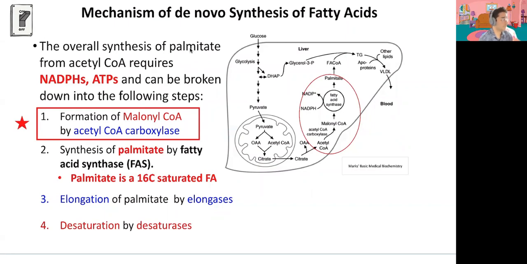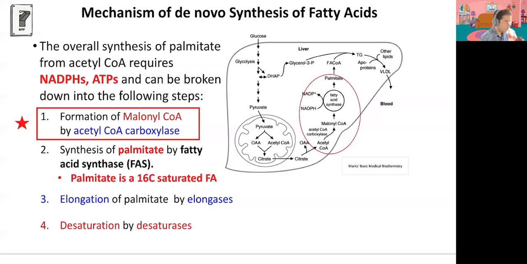What happens is NADPH and ATP can be broken down into the following steps: formation of malonyl-CoA via acetyl-CoA carboxylase. Guys, if it's a carboxylase, what do you need? Put it in the chat. I need to know this. What are the cofactors? A, B, C. I'm telling you, if you remember these pathways and the cofactors and coenzymes that go with them, you're going to be so solid for this exam.